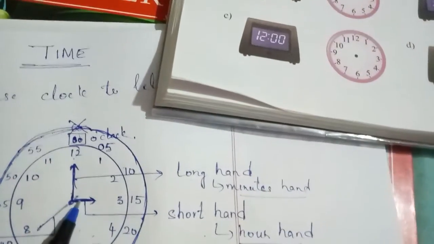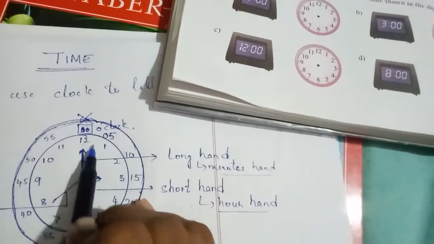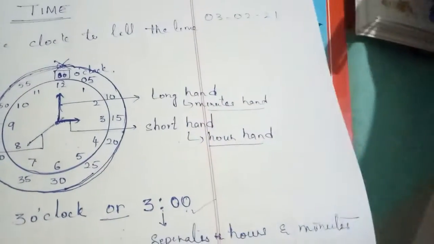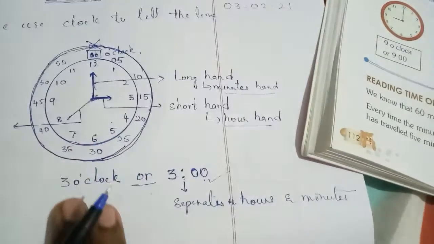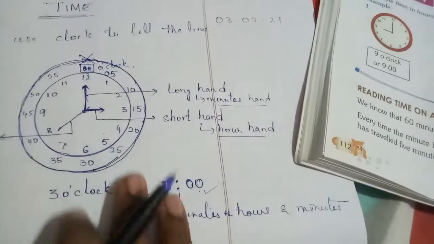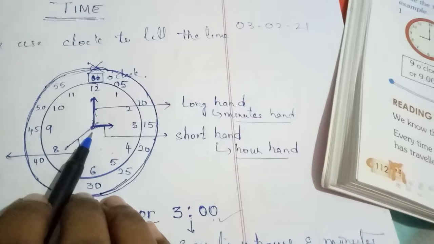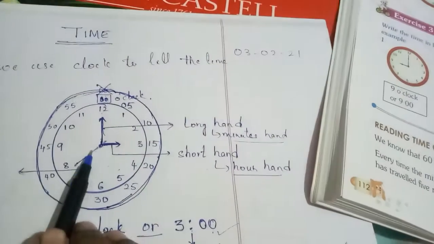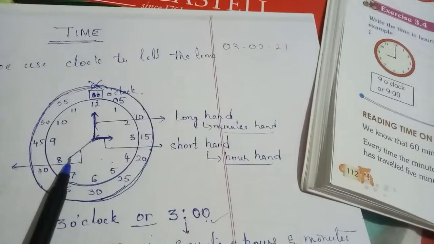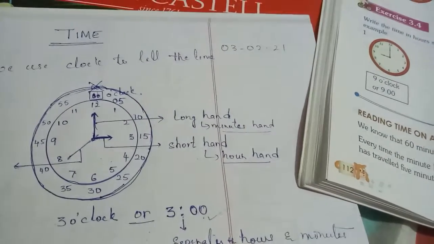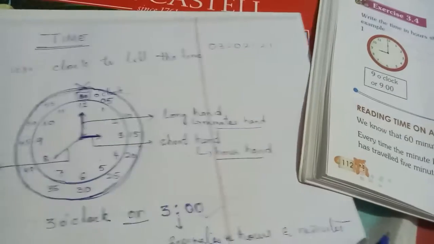This short hand indicates the hours hand. The long hand indicates the minutes hand. You have to remember these two, short hand and long hand. These two are very important. This is a second hand. Some clocks have this hand that moves very fast. This is called the second hand.